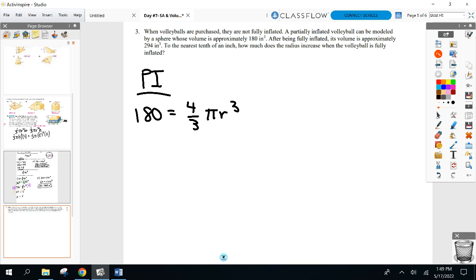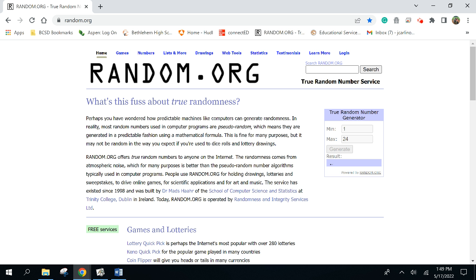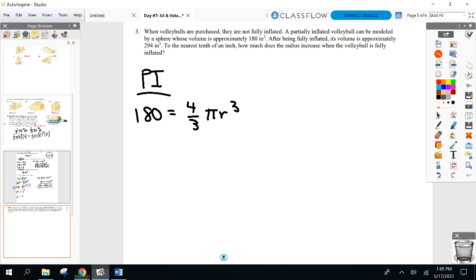Your first move to get r by itself. Your first move. 9. That's fine with me. Or you could divide by pi, whatever floats your boat. Multiply by 3/4.